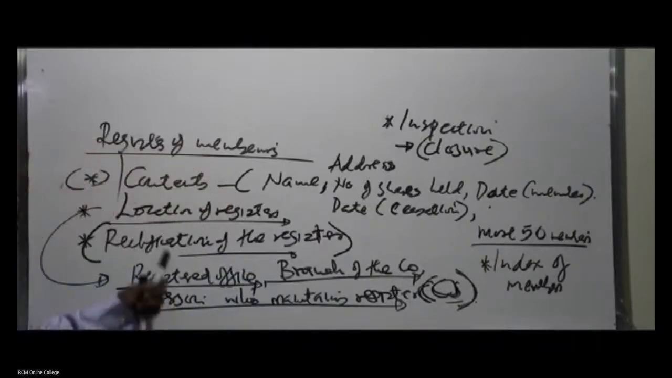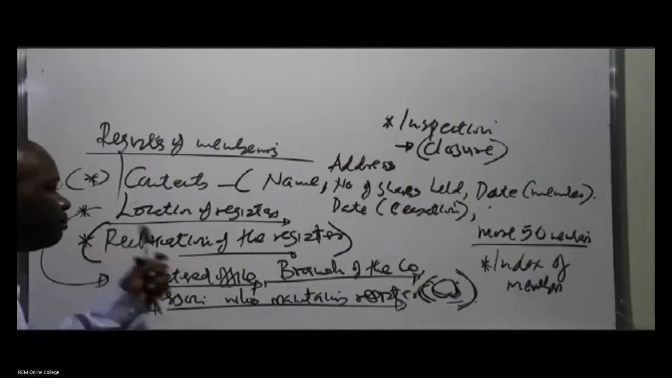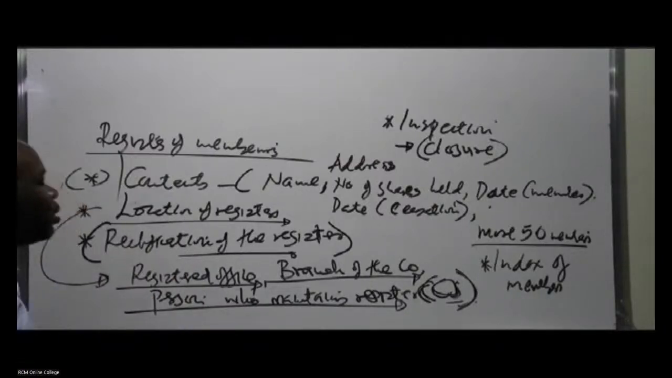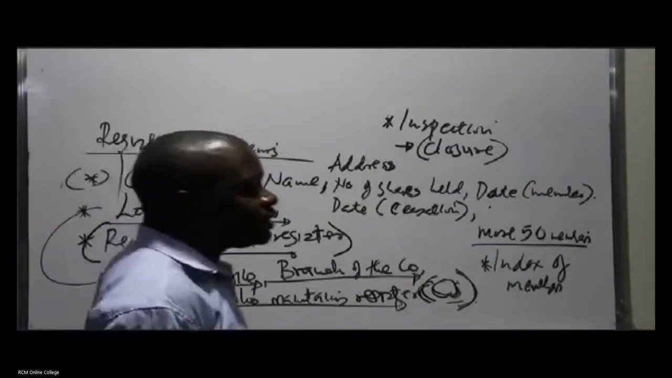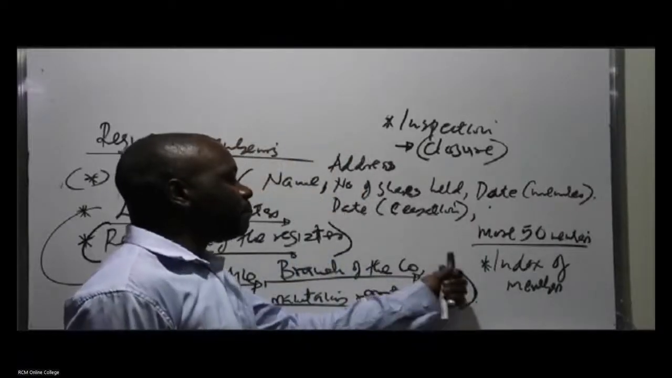So you can talk about the contents as per the Companies Act, and include the location of the register, which is at the registered office, or at the office of the person who maintains that register. Then, for the register of members, if the company has more than 50 members, it will be called upon to maintain an index of members.